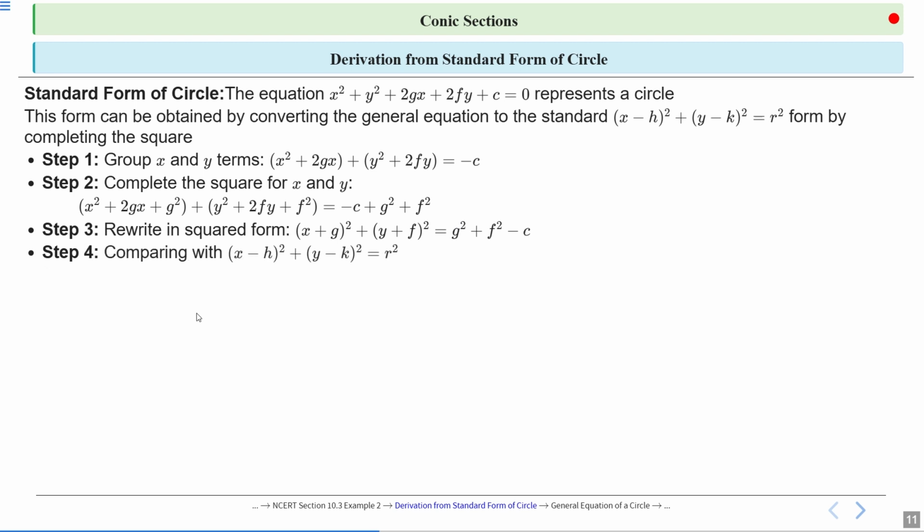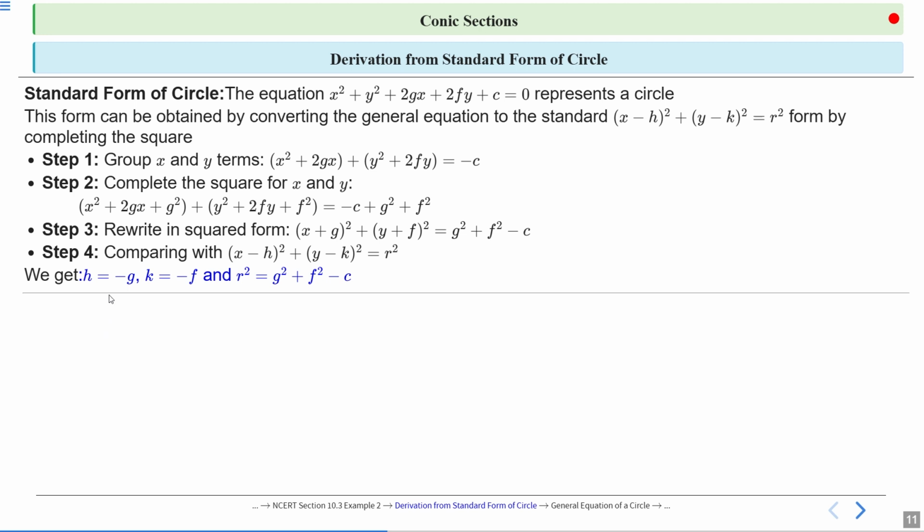And now comparing with the standard form of circle, that is (x minus h) whole square plus (y minus k) whole square equal to r square. So comparing, what will you obtain? We will get h equal to minus g, and k equal to minus f, and r square equal to g square plus f square minus c, where g and f are any real numbers.